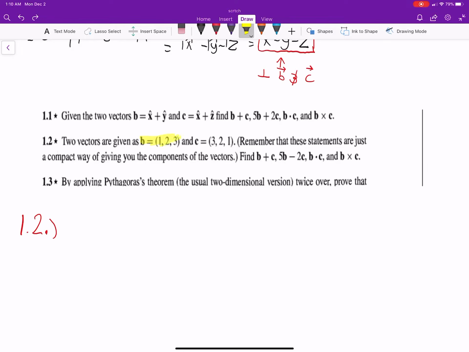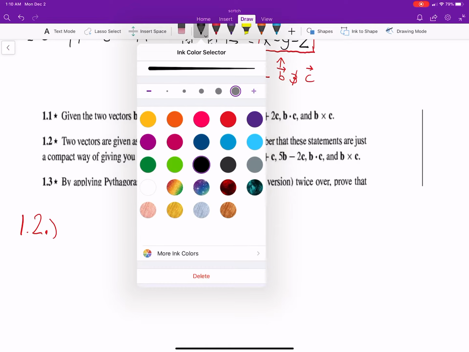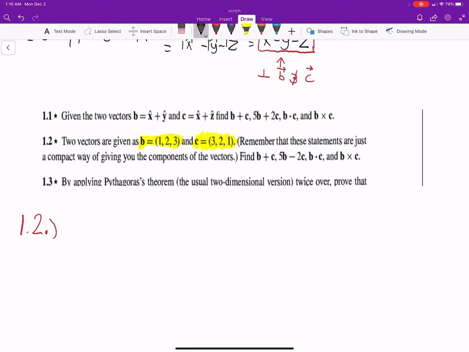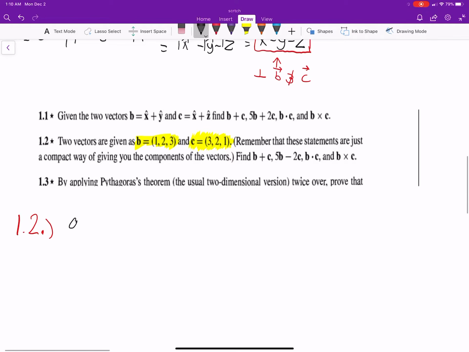Okay, so given vector B and vector C, find all that stuff, which I don't have time to highlight. I do, but I don't want to. Okay, so we'll start with A, which just says B plus C.